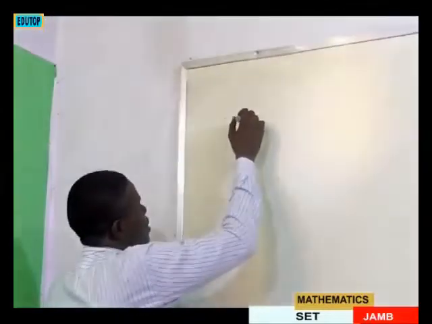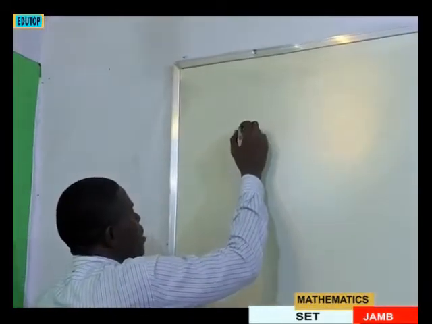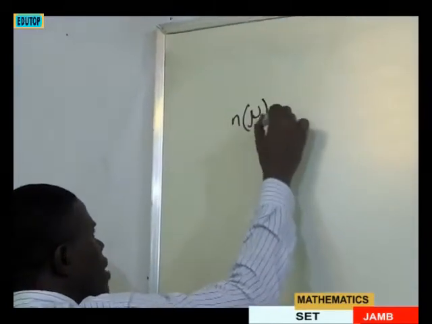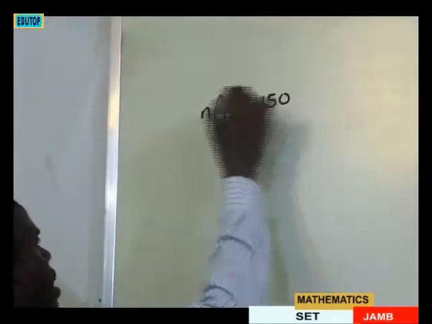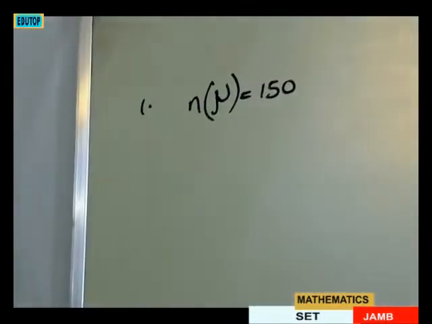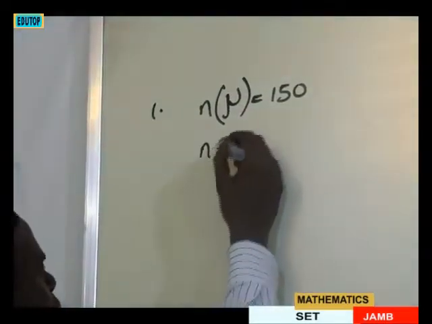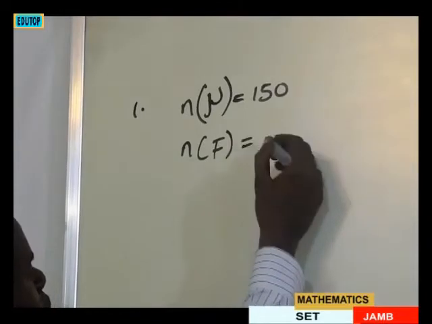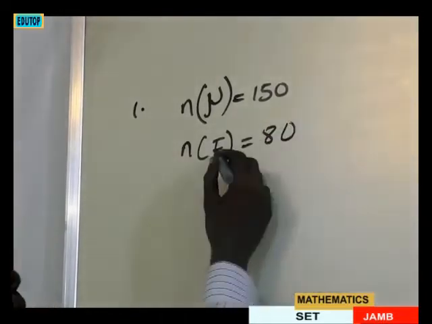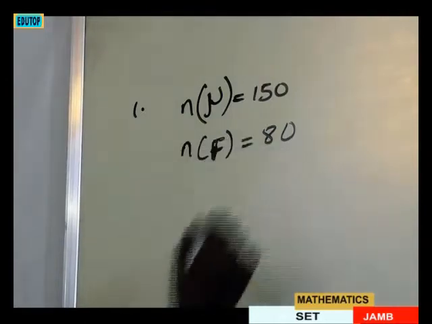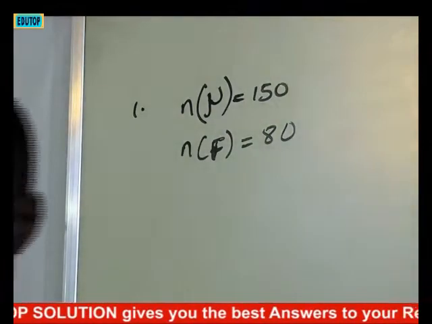Parameters down as it is given. So that means the number of universal sets is what? 150. To answer this first UTME question here, the question says that 80 offered French. So let's say the number of French, where F stands for French, is 80.